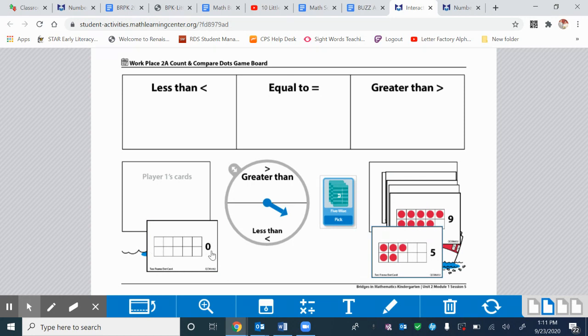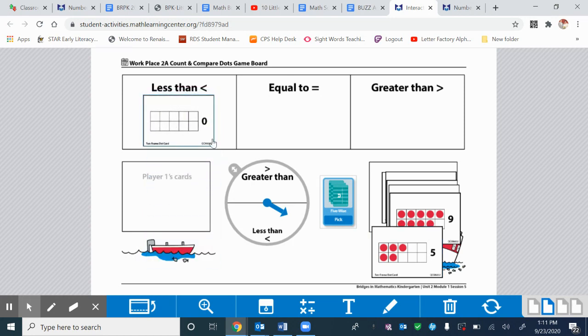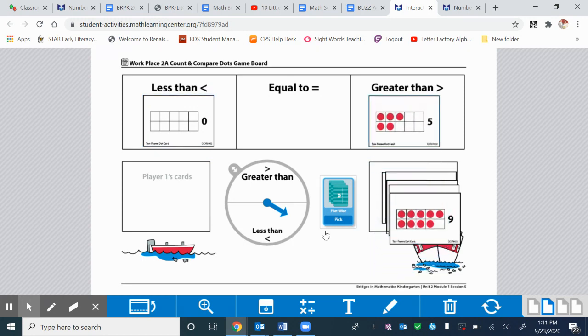Okay, well, player 1, it has it easy. How many are there? 0, right? Let's look at player 2's card. How many are there? Well, I see 3 on top, and I see 2 on bottom. So that's 5 in all. Player 2 has 5. All right. Let's see if we can figure out where to put these. 0 and 5. Well, I know 0 is the smallest number, so I'm going to put it in less than. 5 is greater than or bigger than 0, so I'm going to put it over here.